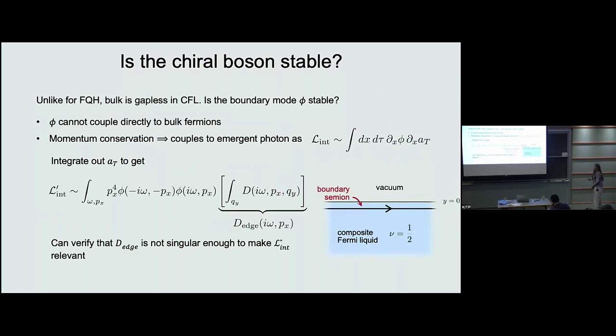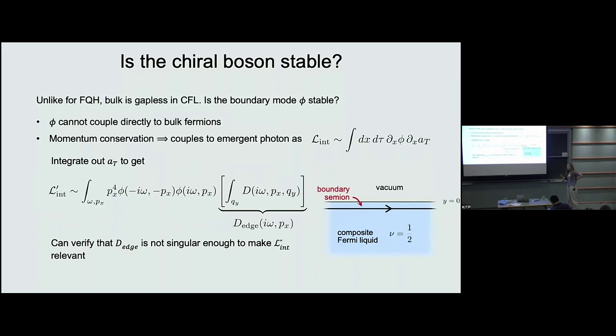In particular, a y is needed in order for this to not be 0. I am assuming here Coulomb gauge. So if we integrate little a t out, a transverse out, what we find is something of this form, where this is the propagator of the gauge field. But what's mostly important here is that I get this p to the 4 here.